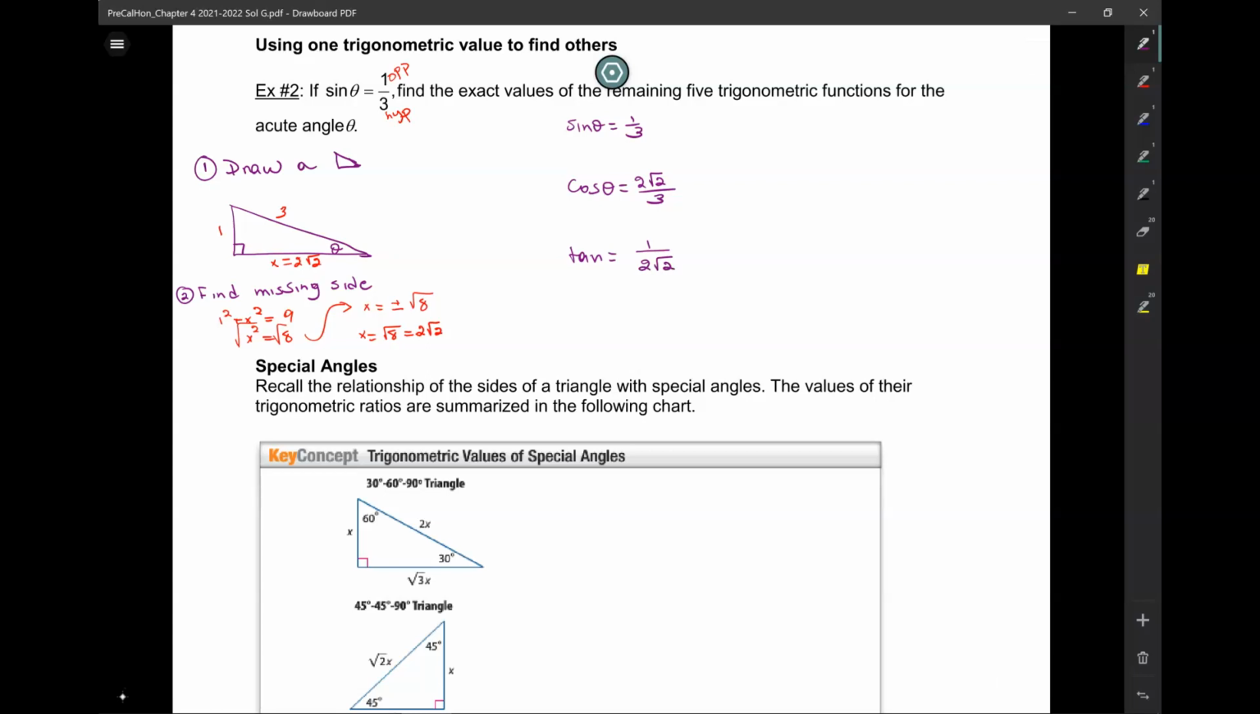Okay, let's think about this for a minute. What would you do here? You want to get the root out of the denominator? Right, you would want to rationalize the denominator, right? So let's think about this for a minute. Do you guys know why we always have to rationalize the denominator?